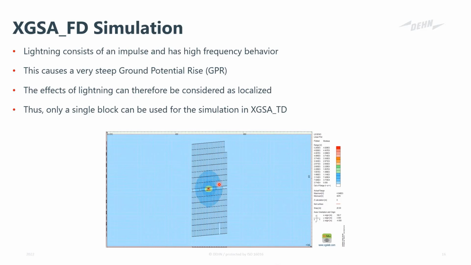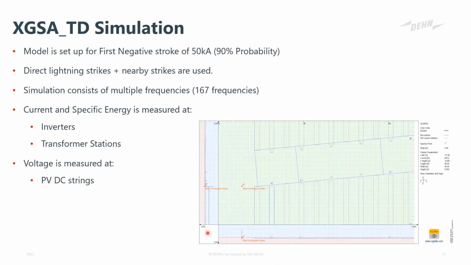If you reduce the block size, it's still possible to use that for the results, and it also reduces simulation time and processing time for the computer heavily. So in this case, we used a single block with a transformer station and multiple string inverters. In the time domain simulation, we injected what is known as a first negative lightning stroke, meaning that the lightning stroke carries negative polarity.